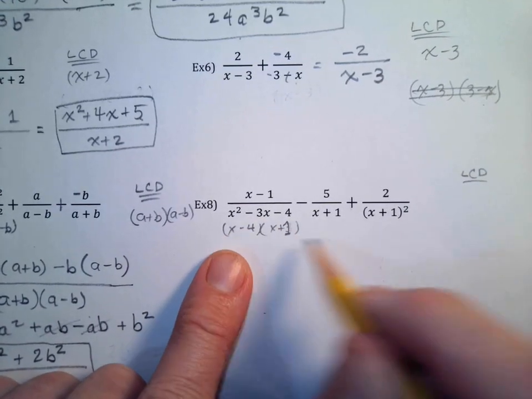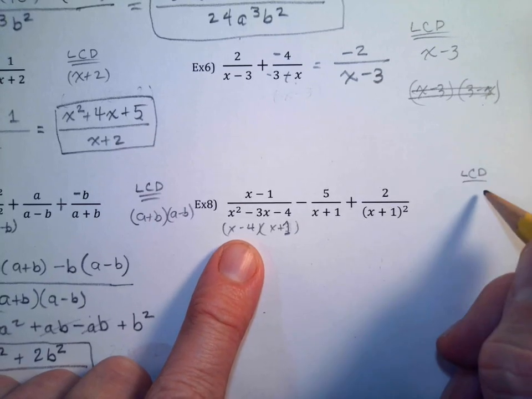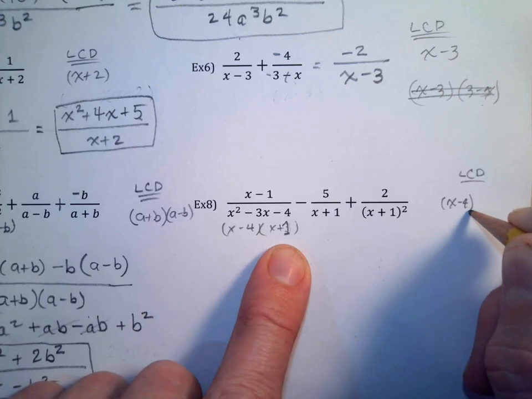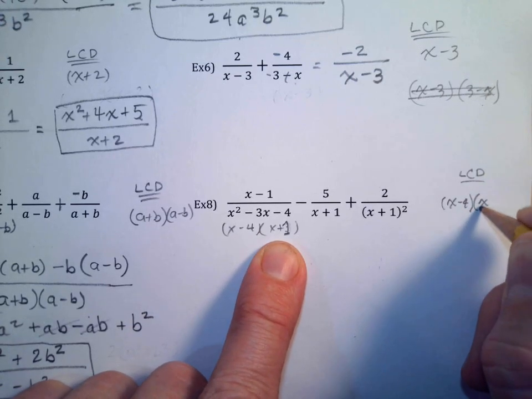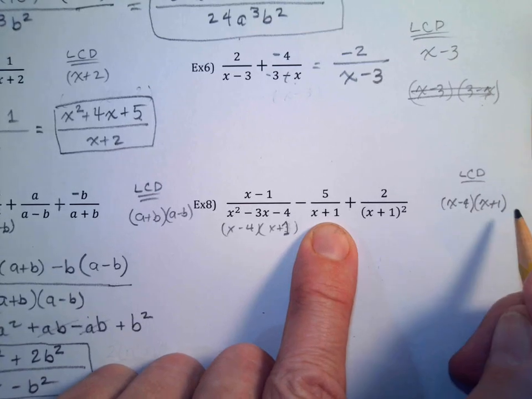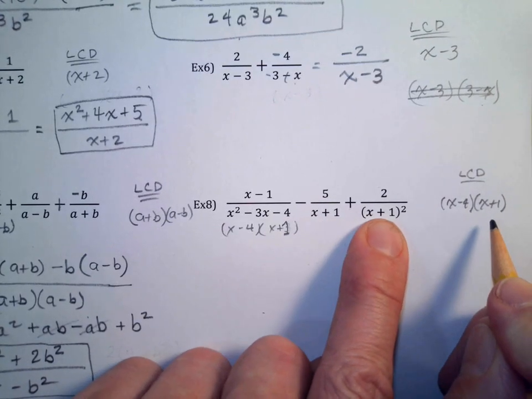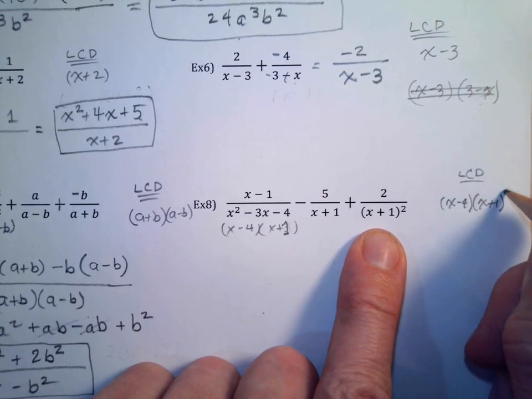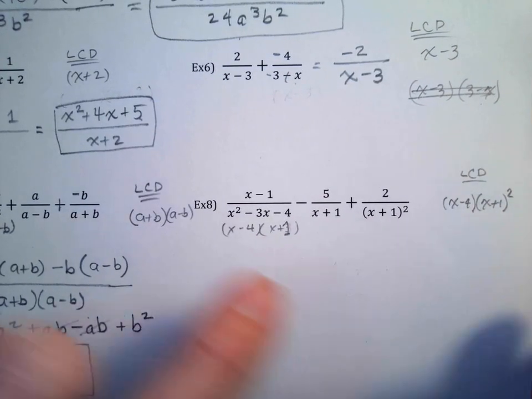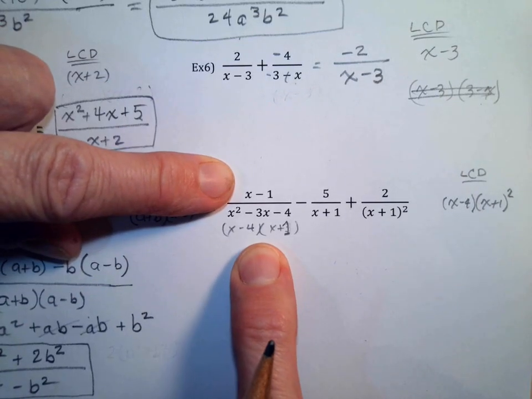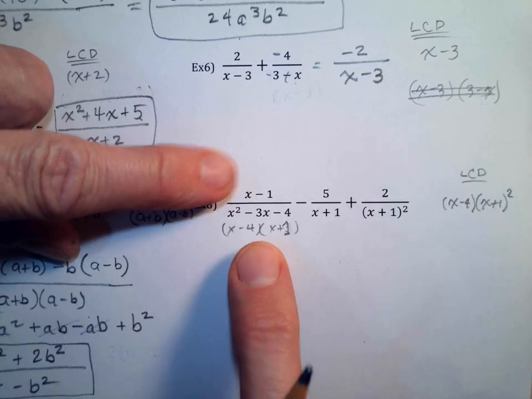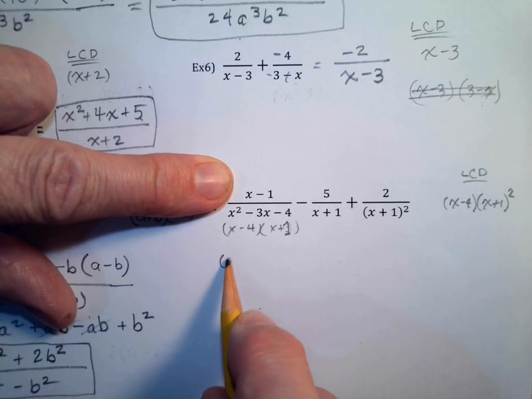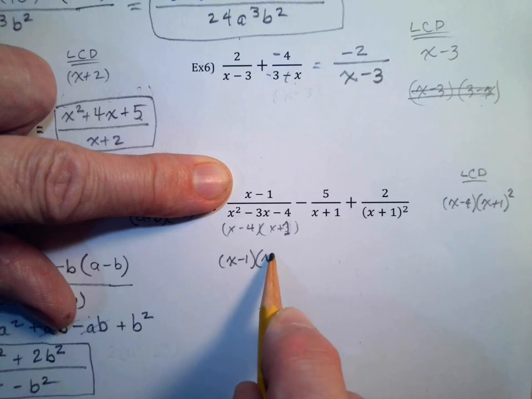All right, so every factor that's in a denominator is going to be in our LCD. So I know I have x minus 4. I know I'm going to have x plus 1. I already have the x plus 1 in there, so I'm not going to put it in again. Now, to what power do any of these need to be raised? That x plus 1 must be squared. Okay, so that means I'm multiplying to get this denominator to be this. I'm multiplying top and bottom of this fraction by x plus 1. All right, so that's x minus 1 times x plus 1.